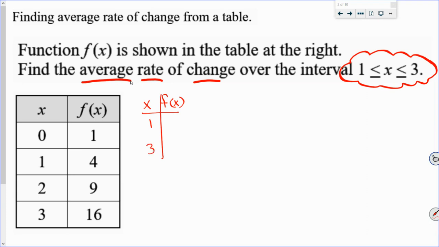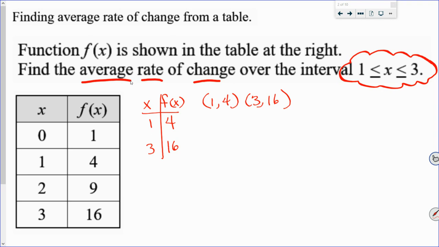Okay, and so at 1, my y value there is 4. And at 3, my y value is 16. That's the only 2 points that are important because I'm finding the average rate of change on that interval from x being 1 to x being 3. So I have 2 points there. The 2 points are (1, 4) and (3, 16). To find any rate of change, I just need 2 points.